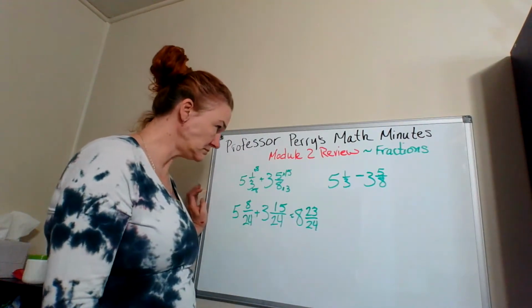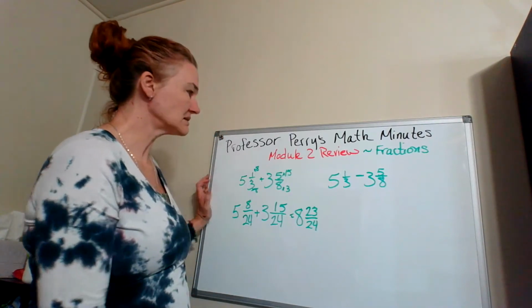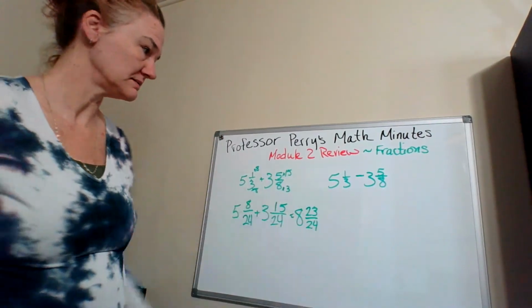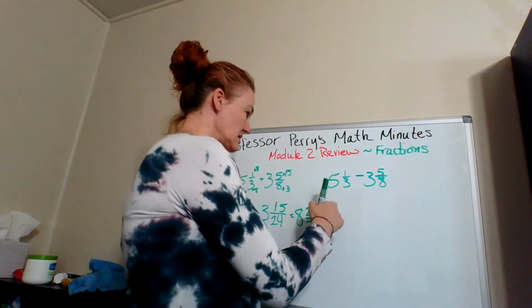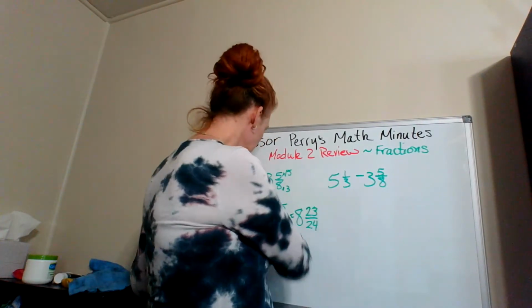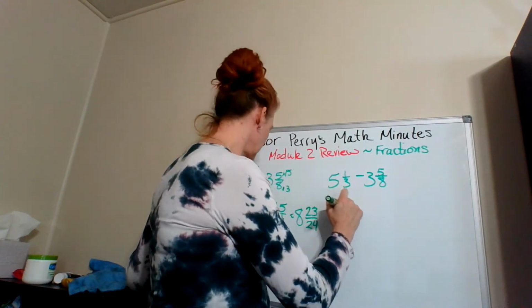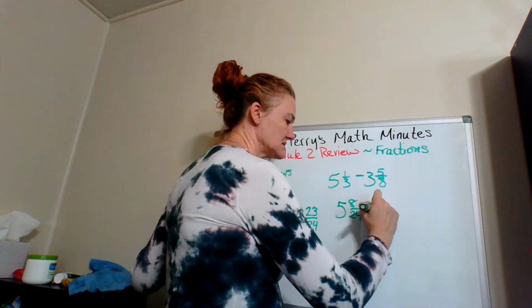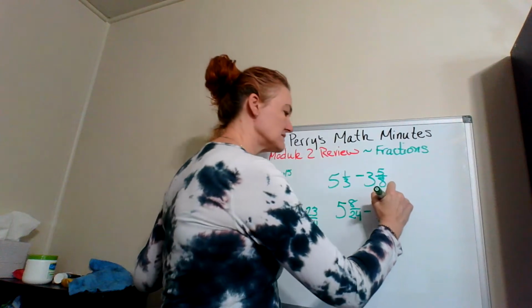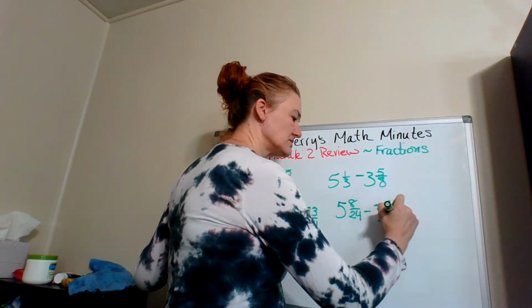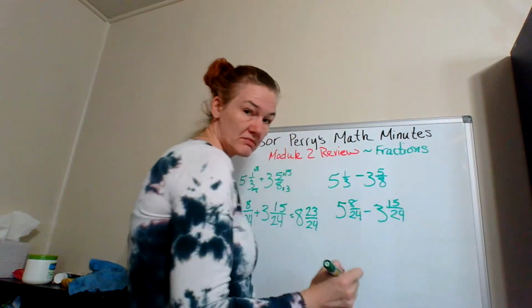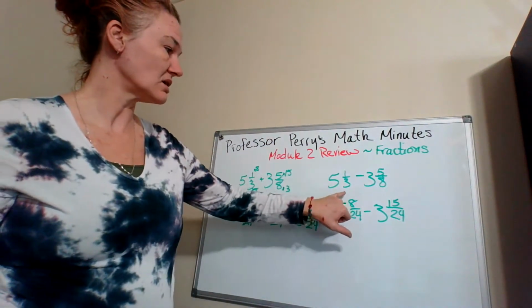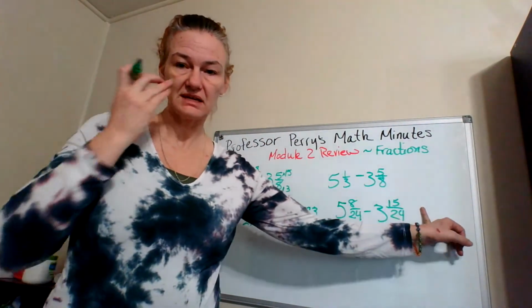Now, subtracting, same thing. Okay, I already know, because I already figured it out over here, I'm going to have 5 and 8 24ths minus 3 and 15 24ths. Okay, I got a problem here though. I can't go 8 minus 15.